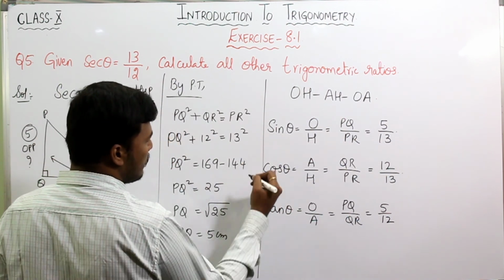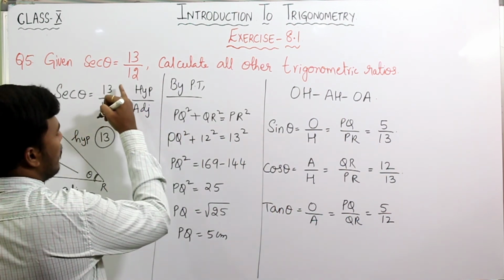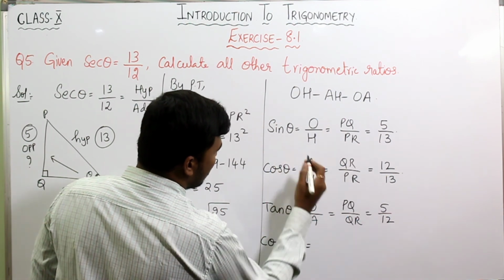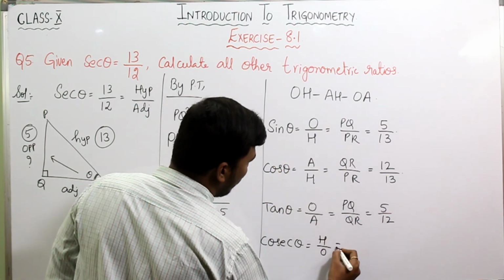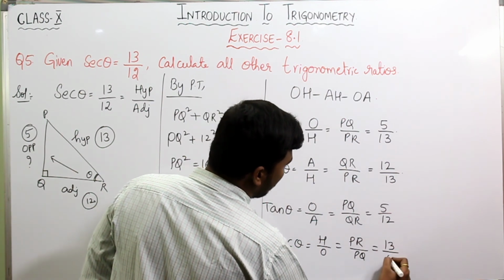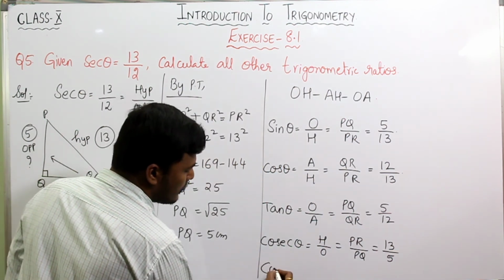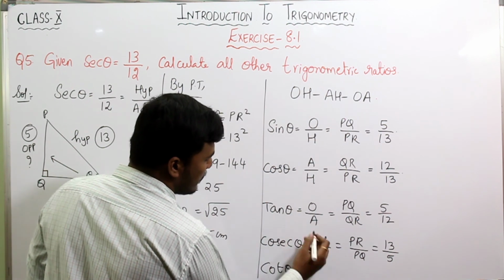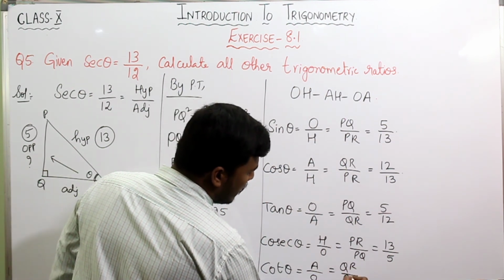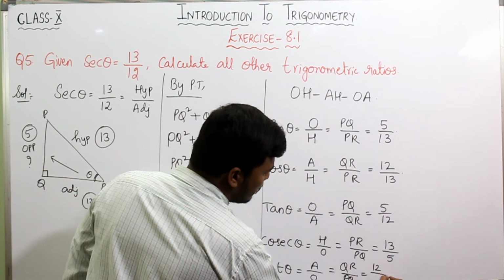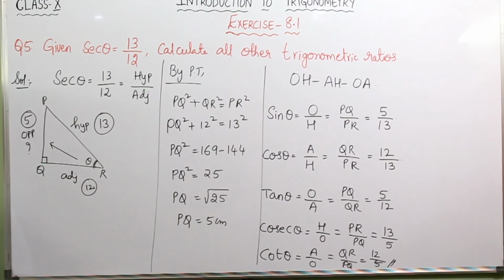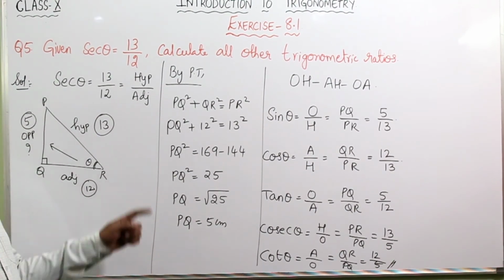Okay. Sin, cos, tan. Secant is already given. Cosecant will be the reciprocal of this, H by O, that is PR by PQ, which is equal to 13 by 5. And the last one is cot theta, which is adjacent by opposite side, QR by PQ, which is equal to 12 by 5. So this is how we find the remaining 6 trigonometric ratios using 1.